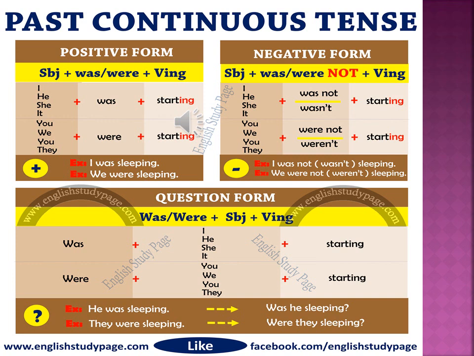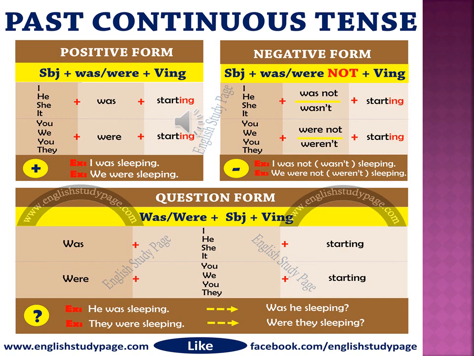ing plus object. If our subject is singular like he, she, it, I, then we will use the helping verb was, and if our subject is plural like you, we, they, then we will use the helping verb were plus first form of the verb plus ing plus object. In case we want to frame a negative sentence, then the structure will be subject plus was or were plus not plus first form of the verb plus ing plus object. In this also, if the subject is singular, then we will use was not, and if the subject is plural, we will use were not.